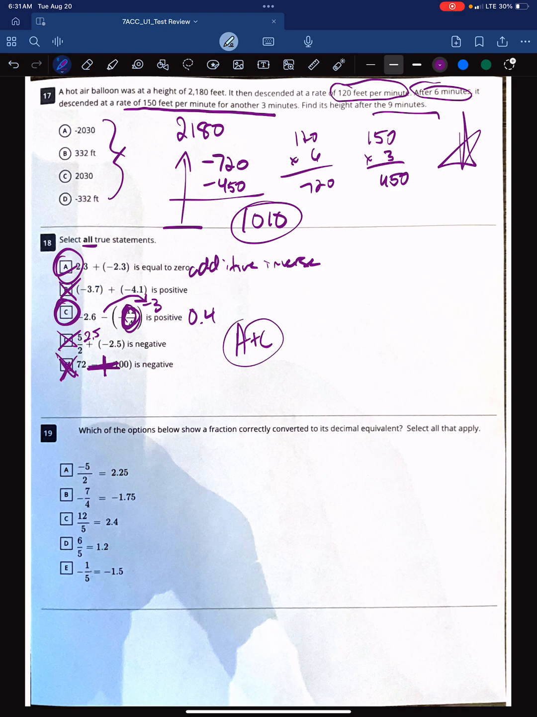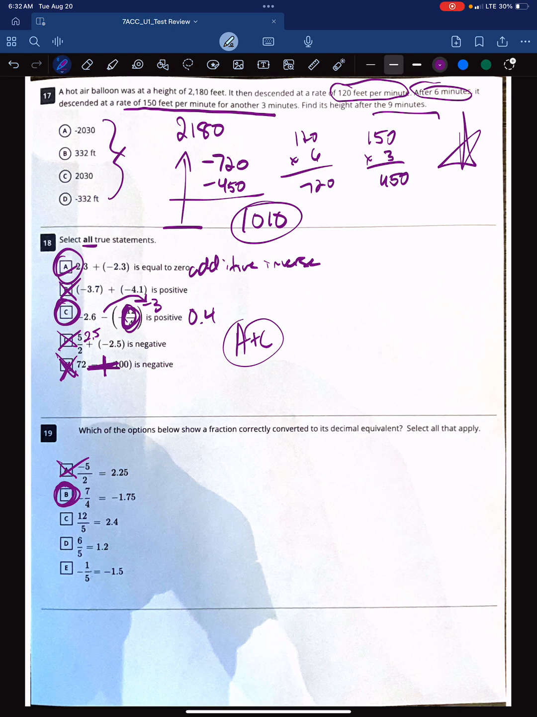Okay? 19, which of the options below show a fraction correctly converted to its decimal equivalent? Okay, so let's go ahead and do that. Negative 5 over 2 is not 2.25, and clearly it's not because it would be negative, and that's not right. B, negative 7 over 4. Well, let's see. So we're going to do 7 divided by 4, and that is 1.75. The negatives work, so B is a choice.